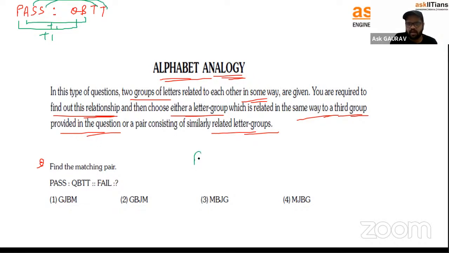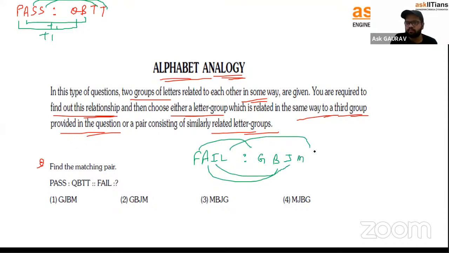So, FAIL is to what? F plus 1: A, B, C, D, E, F, then G. A plus 1 is B. I plus 1 is J. L plus 1 is M. This is the easiest example for starting alphabet analogy. These types of questions are generally asked: some pattern is there, you have to identify it. Should we proceed further? Is it clear, guys?